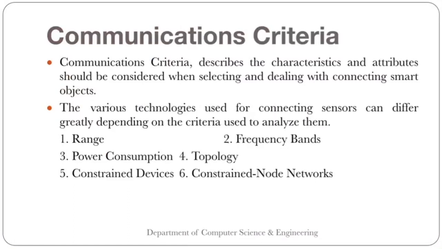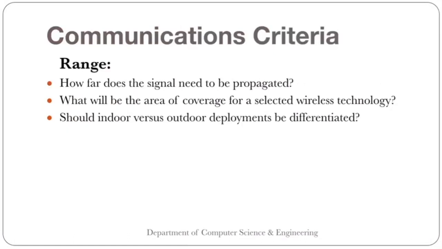So what are the different criteria? The first one is range, then frequency bands, power consumption, topology, constrained devices, and constrained node networks. We are going to discuss these criteria now. Let's start with the first one, range. Basically, range means how far does the signal need to be propagated? What will be the area of coverage for a selected wireless technology?